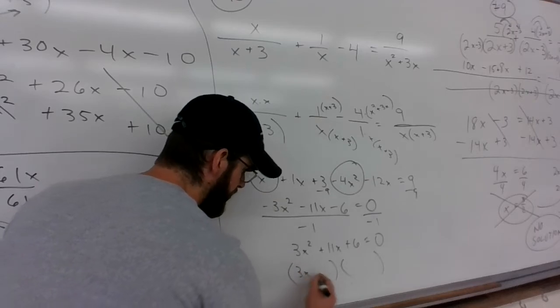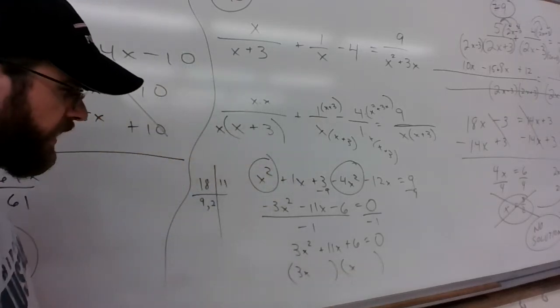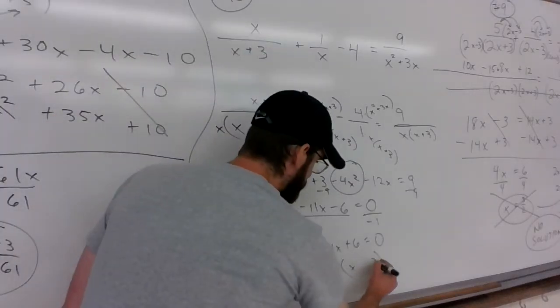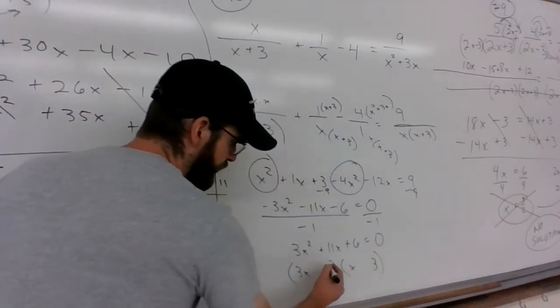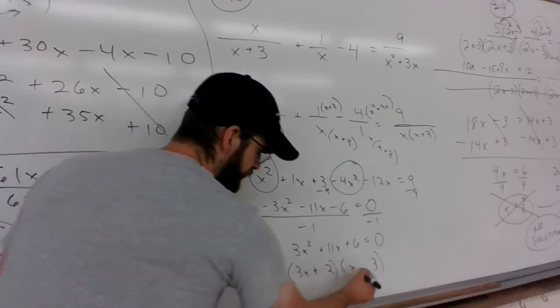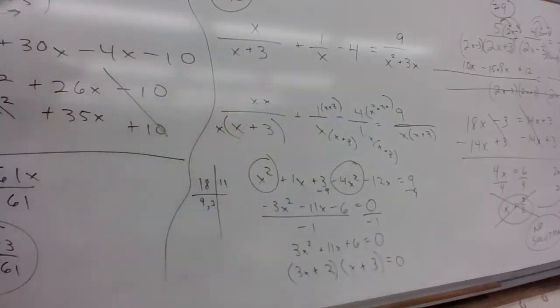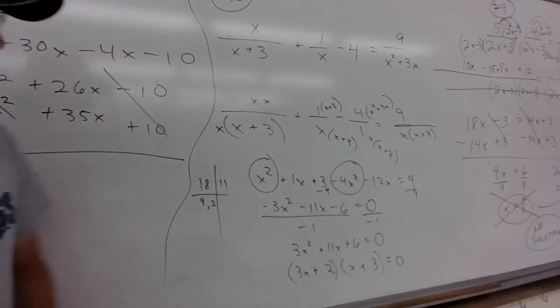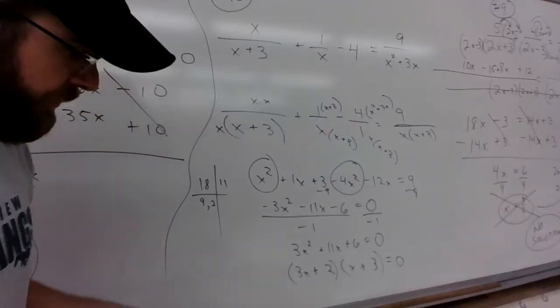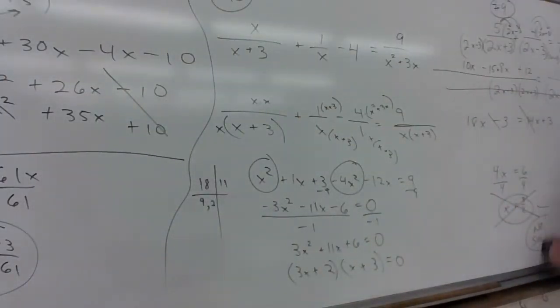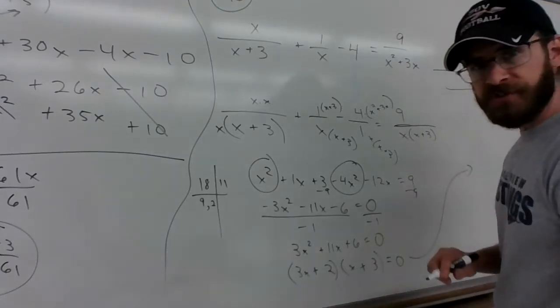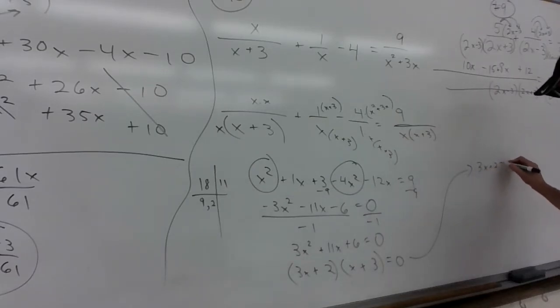We know it's got to be 3x times x, and we need 3 times 3 is 9, and we need 2. 2 times x is 2x. Both of them are positive because these are positive. So there's how you would employ a guess and check method right there. And then our final answer would be 3x plus 2 is equal to 0 and x plus 3 is equal to 0. Subtract the 2. Divide by 3.